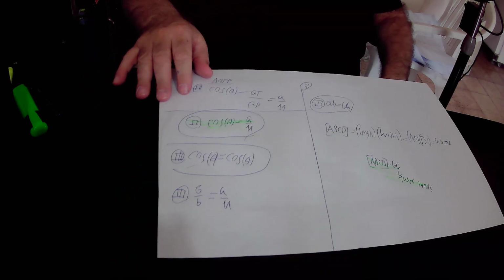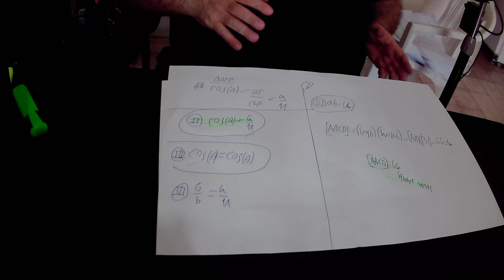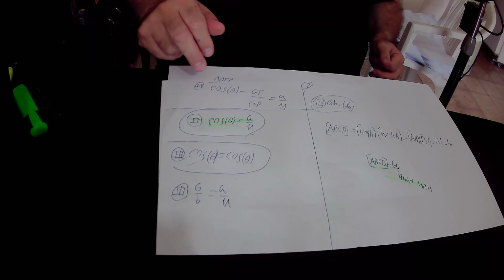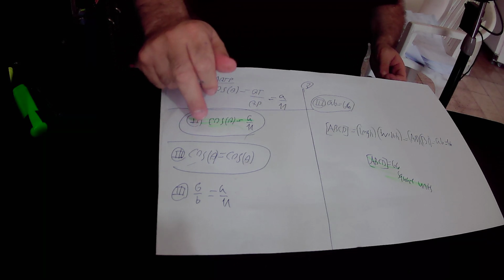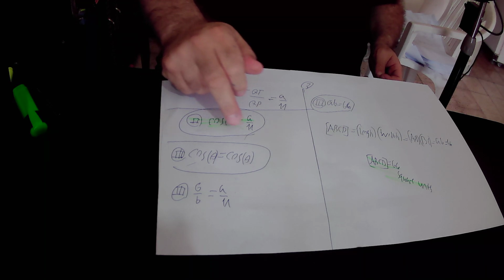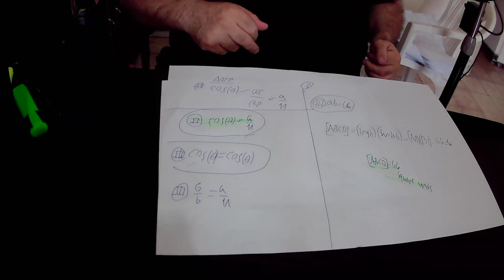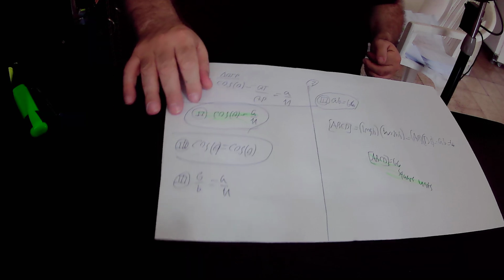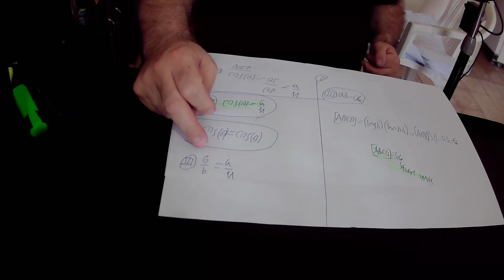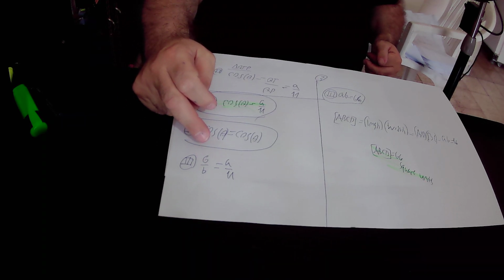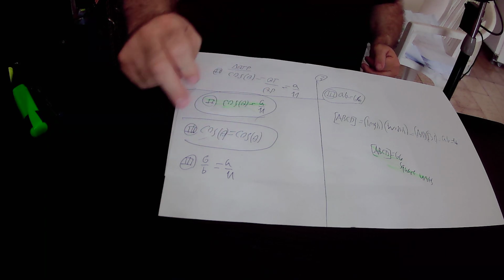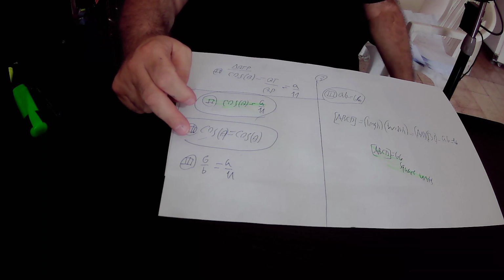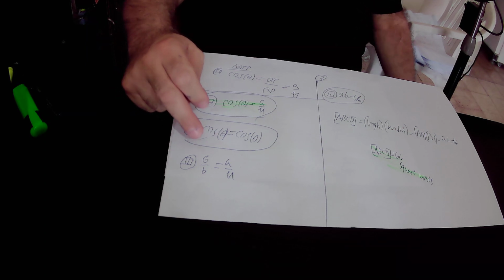So we have two different expressions for cosine theta. Therefore, we get equation number 3 that states that cosine theta according to equation number 1 must be equal to cosine theta according to equation number 2. So cosine theta according to equation number 1 equals 6 over B, and it must be equal to cosine theta according to equation number 2, that is A over 11. So in conclusion, according to equation number 3, 6 over B equals A over 11.